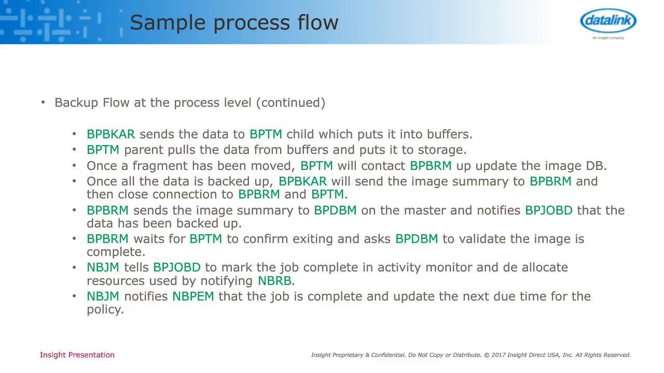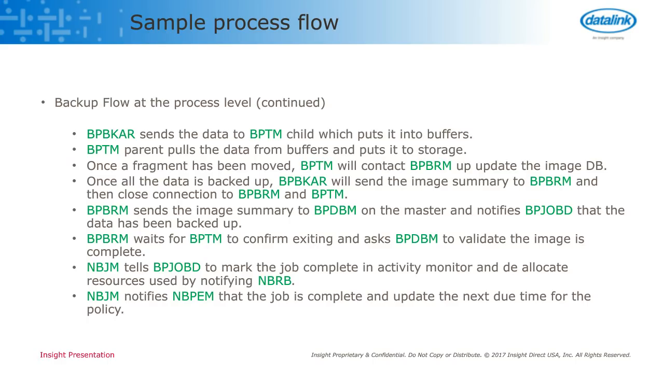So the first process, BPB car, will send the image summary to BPBRM. So what's happening here is the client side, BPB car, has passed all the data over, and it's all been written out to storage. So now it's going to say, hey, I've sent everything over. So now it tells BPBRM, the Backup Restore Manager, hey, here's the image information, here's what we've backed up. And then it's going to close the connection to BPBRM.